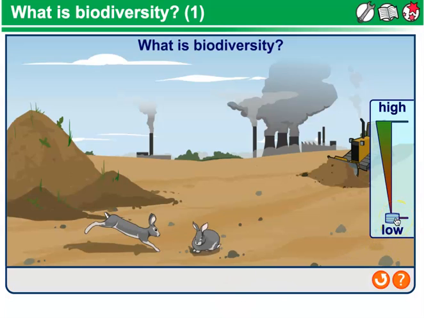So what is biodiversity? Biodiversity is a measure of all of the different organisms that we find in an ecosystem. This would be an example of a low biodiversity environment where really all we see are many abiotic components, non-living things, and very few biotic components being living things.